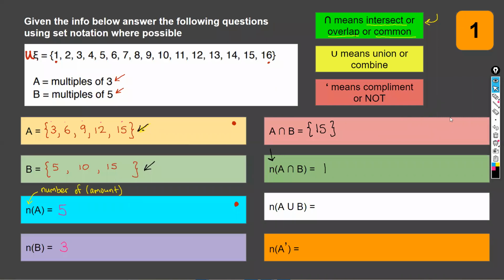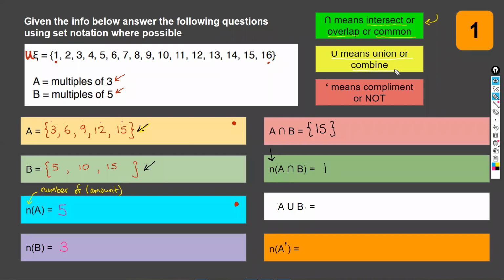All right. So I just want to change the white one to make it a little bit different, right? For the white one, let's pretend that you don't have the N on the outside here. So there's no N over here, right? Well, I'm going to erase the brackets. What does the U mean? U means union or combine.